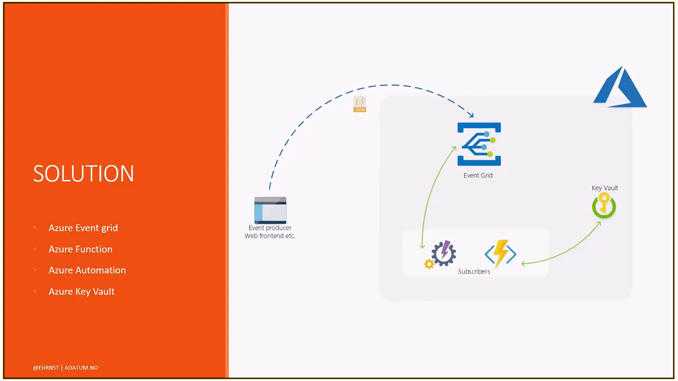You can split it up into multiple, very tiny steps that you can automate and integrate with each other. So you have Event Grid as the hub, and you have a spoke of subscribers and other services listening to the event that is happening.